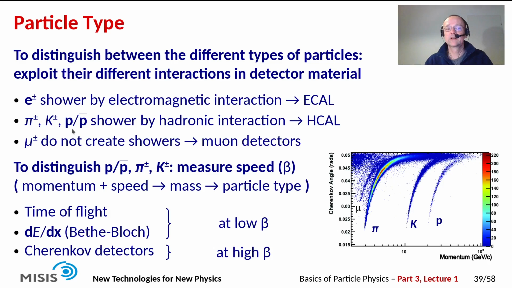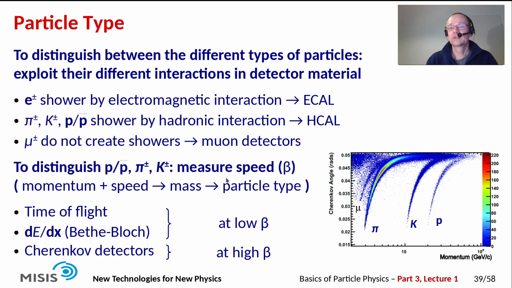But it's not at all trivial to distinguish between the different types of hadrons. And this is not very important for many of the physics measurements that are done in the CMS experiment, but this is extremely important for LHCb. And that is why in LHCb we have these additional RICH detectors, in order to be able to distinguish between protons, antiprotons, pions and kaons. In order to distinguish between these particles, we have to measure essentially their speed, because if we measure their momentum through the bending of the trajectory in the magnetic field, and we measure their speed, we can calculate their mass, and when we know their mass, we know their particle type.